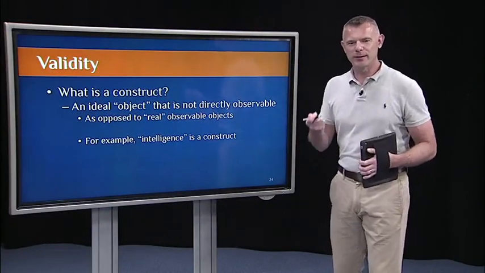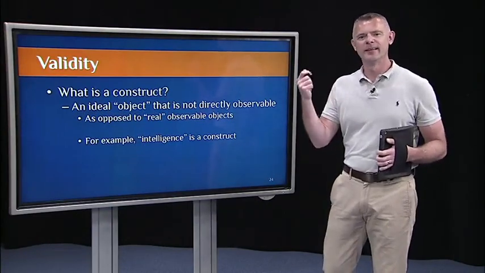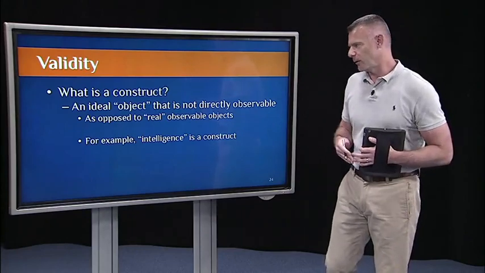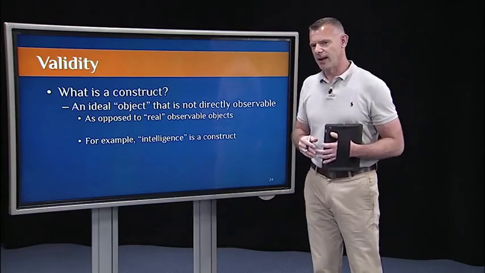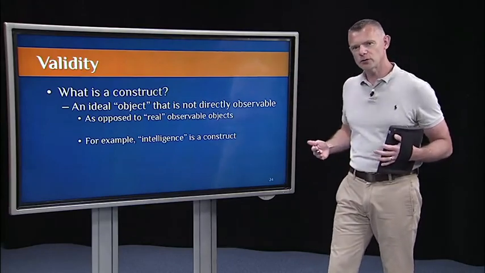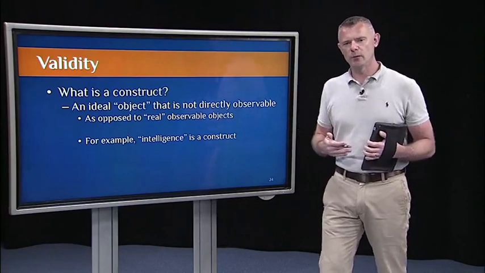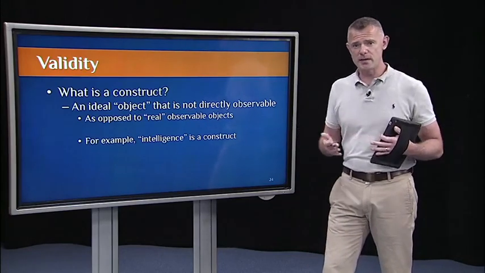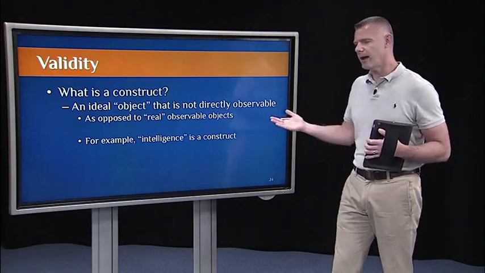Apples are real objects. We can measure the size, the weight, the type, and so on. They're very easy to measure. We don't need an abstract construct of apple. But in the social sciences, we do deal with very fuzzy and abstract constructs all the time. Perhaps the most famous one is intelligence.